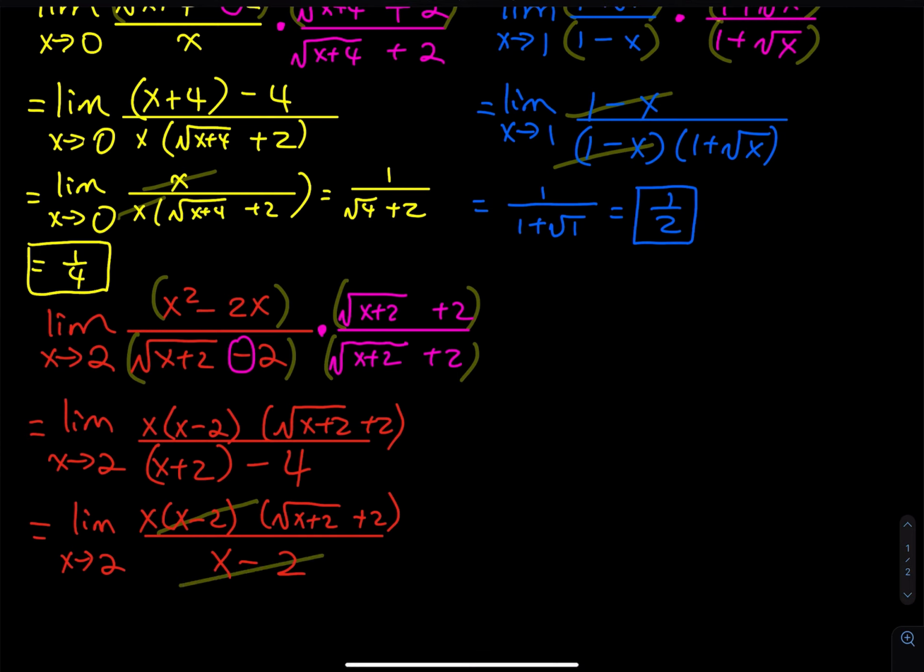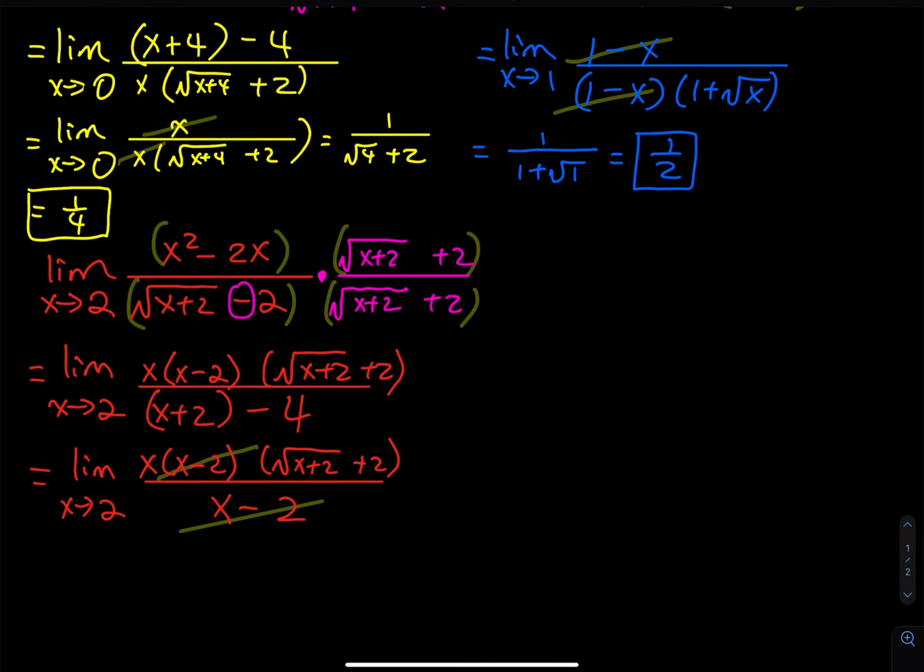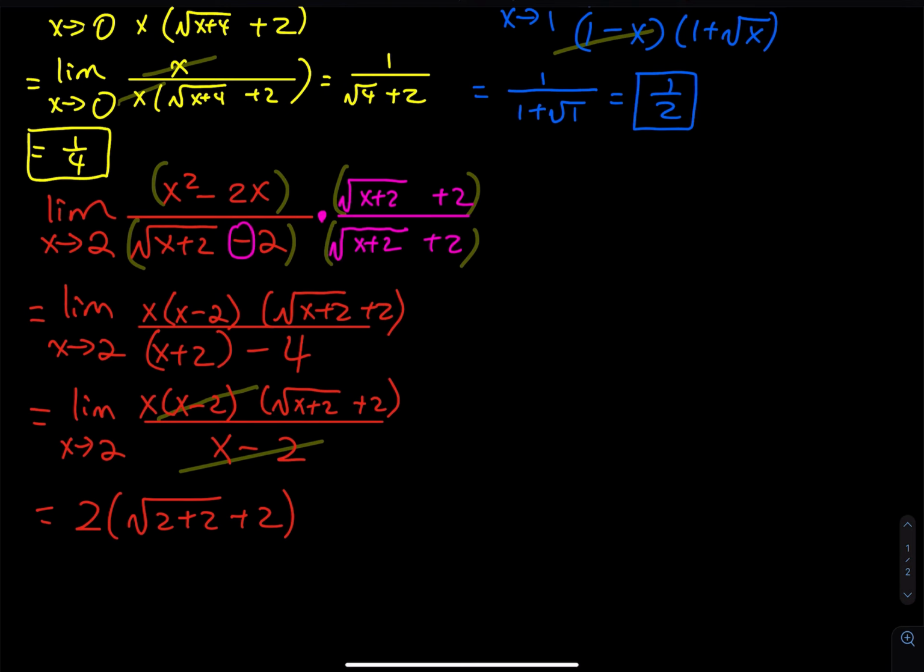So now, no more denominator. It is safe to plug in. Then we have 2 times 2 plus 2 plus 2. And then this is a 2 with 4 plus 2. And then we have 2 plus 2. 4 times 2 equals 8. And then this is it.